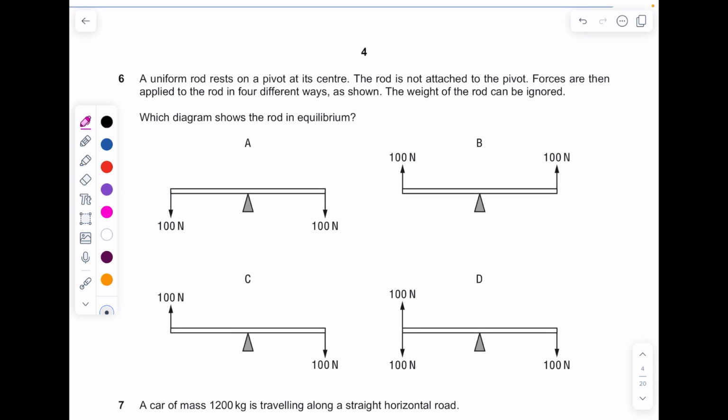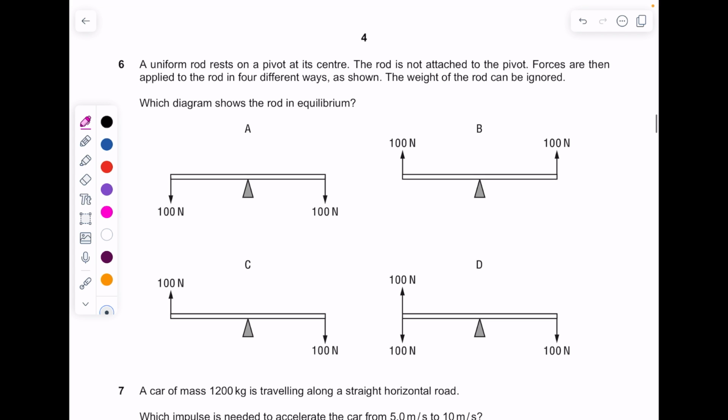A uniform rod rests on a pivot at its centre. The rod is not attached to the pivot. Forces are then applied to the rod in 4 different ways as shown. The weight of the rod can be ignored. Which diagram shows the rod in equilibrium? So when the rod's in equilibrium, we know the clockwise moment equals the anti-clockwise moment. So this is a clockwise moment, this is an anti-clockwise moment. You've got the same force on each end of the beam, so I think it's likely to be A.